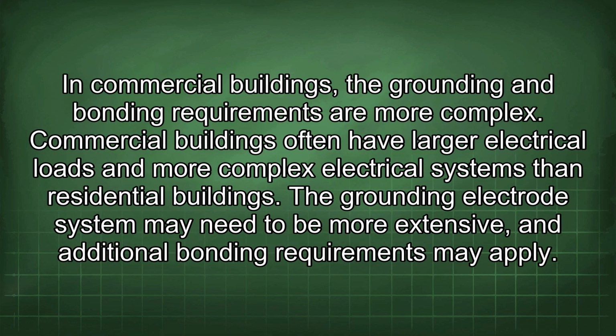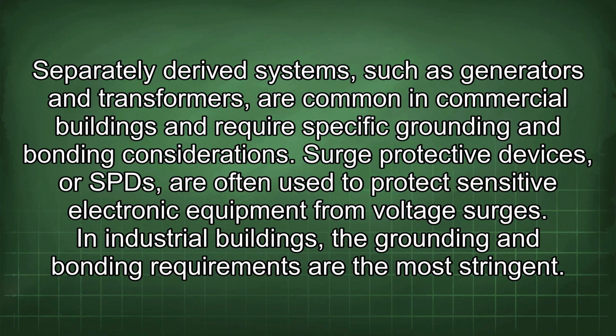In commercial buildings, the grounding and bonding requirements are more complex. Commercial buildings often have larger electrical loads and more complex electrical systems than residential buildings. The grounding electrode system may need to be more extensive, and additional bonding requirements may apply. Separately derived systems, such as generators and transformers, are common in commercial buildings and require specific grounding and bonding considerations. Surge protective devices, or SPDs, are often used to protect sensitive electronic equipment from voltage surges.